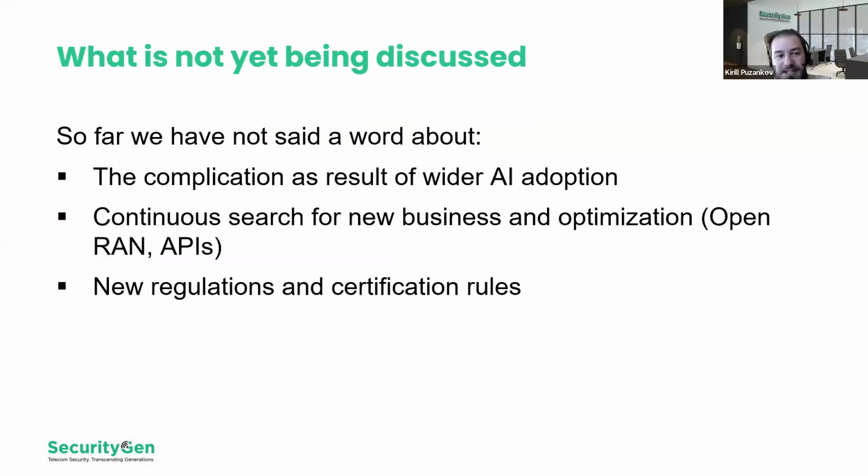One of the last slides, I guess. Speaking about what has not been discussed today, we haven't said a word about the complications as a result of wider AI adoption. Regarding artificial intelligence, the use of AI will of course be growing and going to be increasing significantly. This trend is expected to continue year over year.